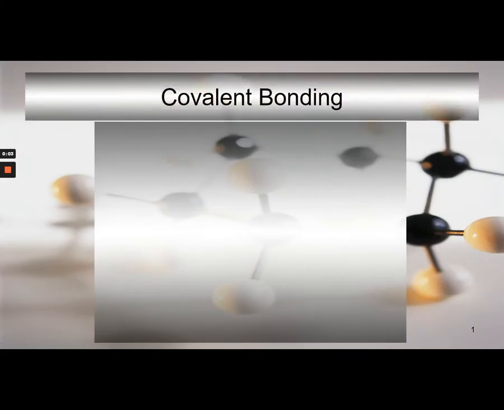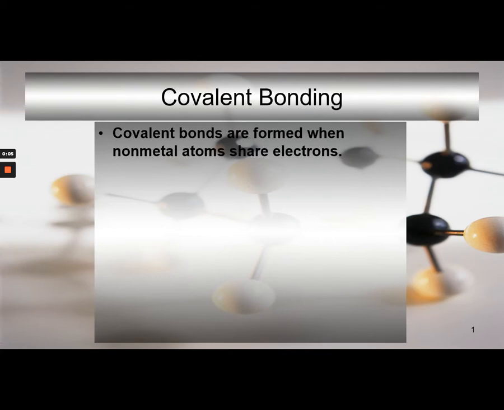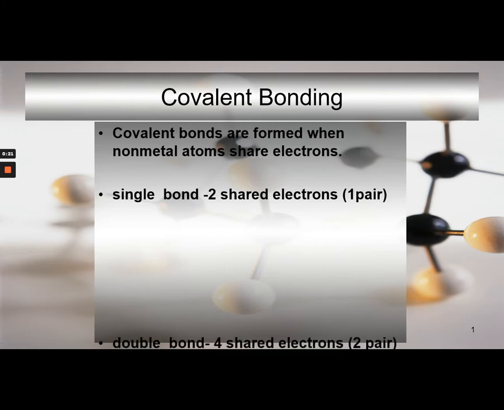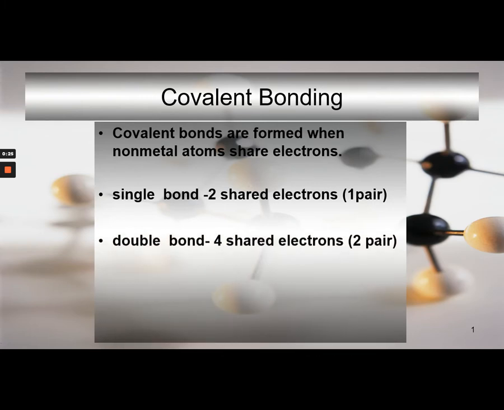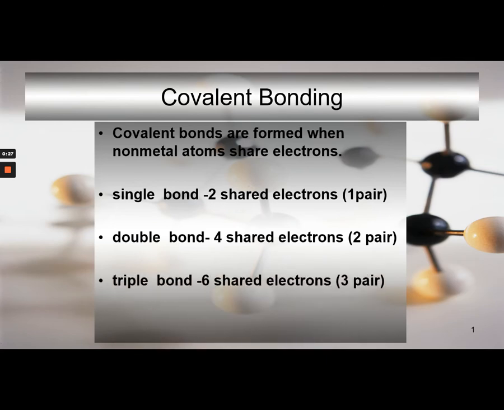Today we're going to talk about covalent bonding. Covalent bonds are formed when nonmetals share pairs of electrons. Remember, they share to have an octet to become stable. Single bonds consist of two shared electrons, or one pair. A double bond consists of four shared electrons, or two pairs. And a triple bond consists of 6 electrons, or 3 pairs.